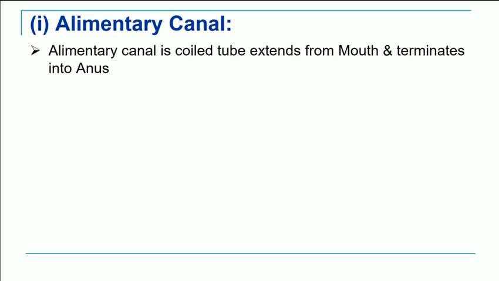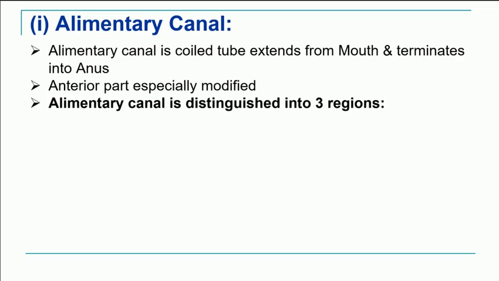This alimentary canal is nothing but a coiled tube which extends from the mouth and terminates at the anus. In your previous years you have also studied many digestive systems in different animals, so it will be easier for you to correlate with the organs of the alimentary canal. Now the anterior part of this alimentary canal is specially modified, and we can divide it into three regions.